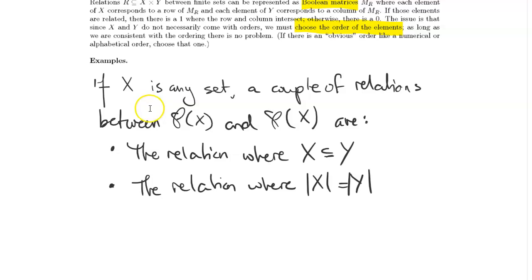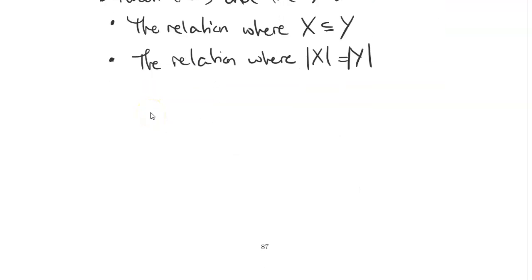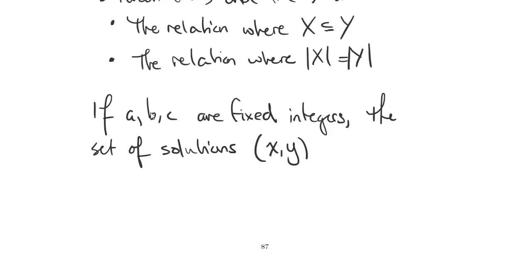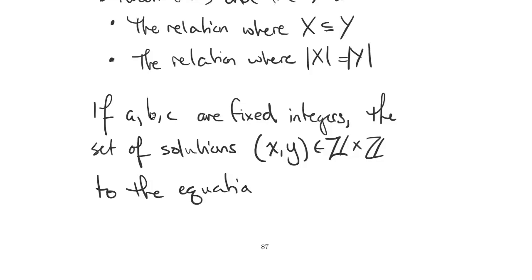We can also consider, if A, B, and C are fixed integers, the set of solutions X, Y, and Z cross Z to the equation AX plus BY equals C is a relation as well.